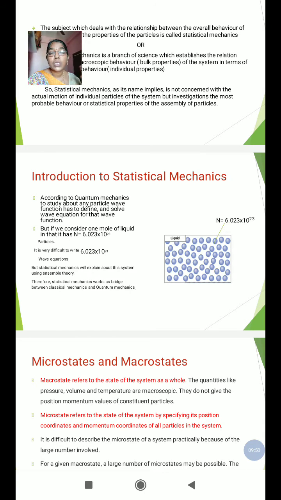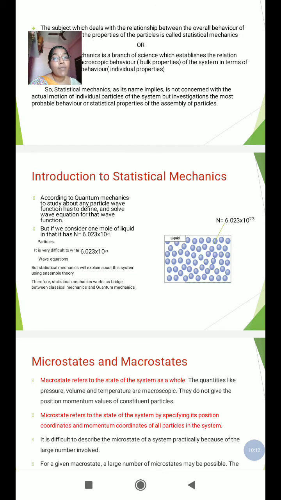If you take 2, 3, 4 moles of matter, then how can we do all this? It is very, very difficult to solve these many problems, 10 to the power 23 problems. Hence, statistical mechanics is introduced. Statistical mechanics will solve the problem.